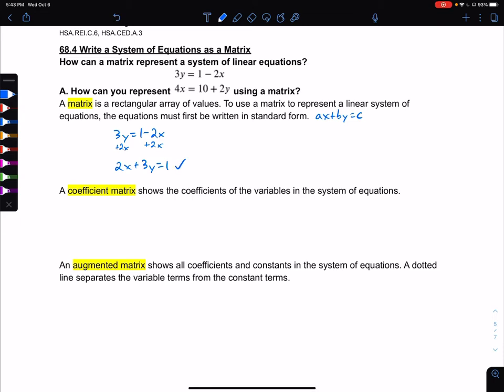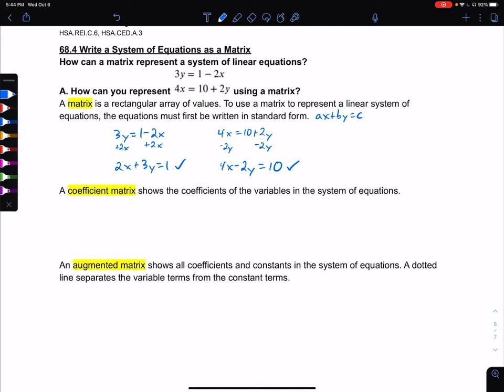The second equation, 4x equals 10 plus 2y. This time I'm going to move the y term. I'm going to subtract it, so I get 4x minus 2y is equal to 10. Again, this is ax plus by equals c, so this checks out. There are two different types of matrices that you're going to see. You have a coefficient matrix and you have an augmented matrix. A coefficient matrix shows the coefficients of the variables in the system of equations.